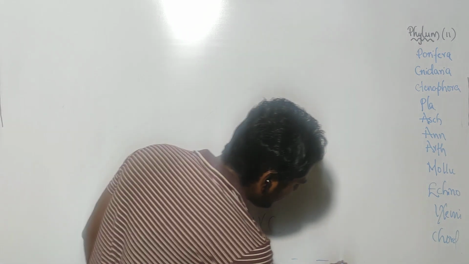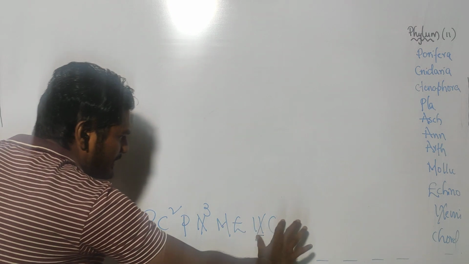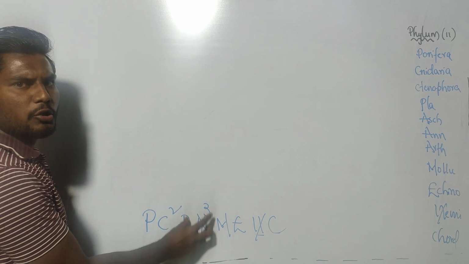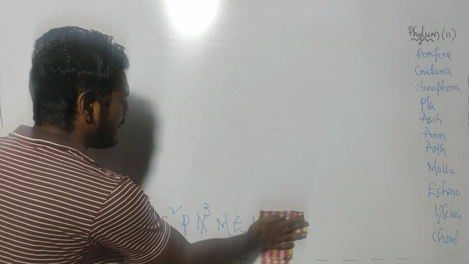I hope you can see the Chordata. Yeah, good. You can see that. These are the 11 phyla. Then this is the clue: P C square, P A cube, and along with me, we three are traveling in a helicopter. That is the clue you remember, please.